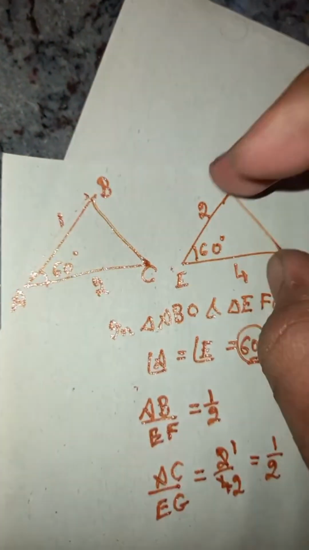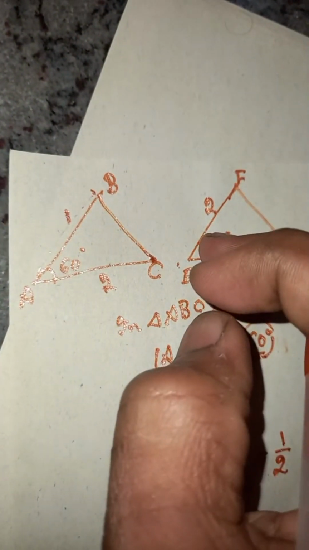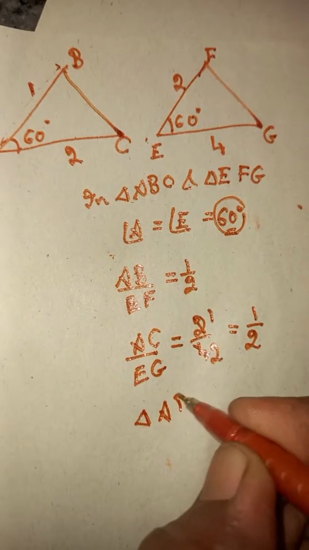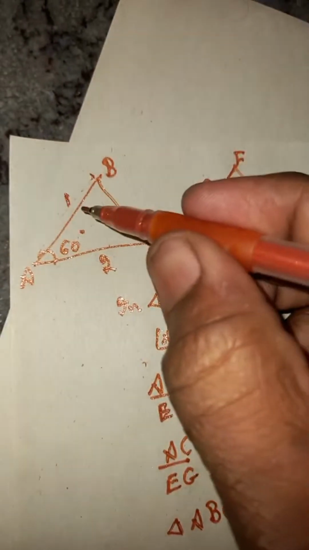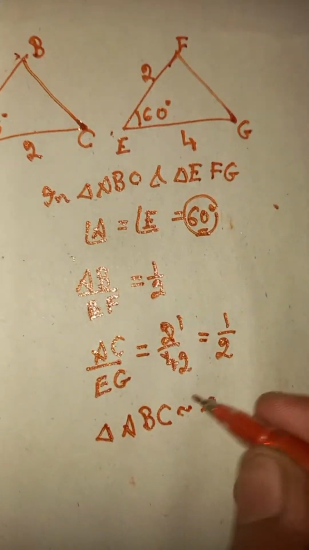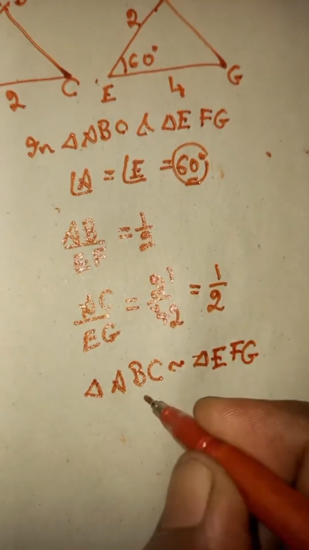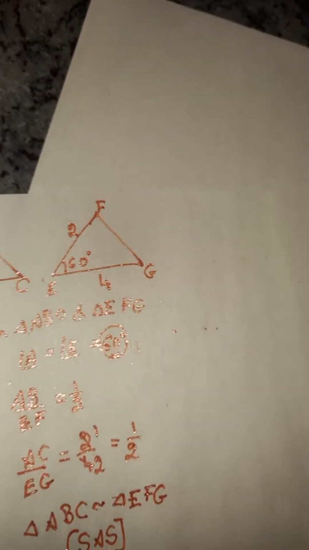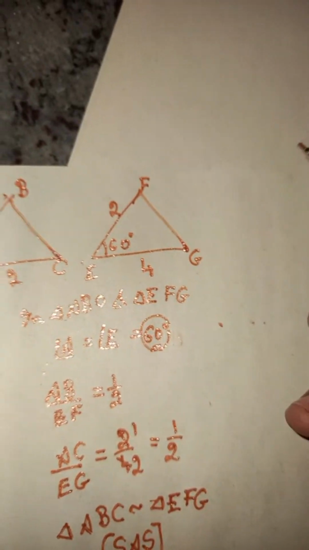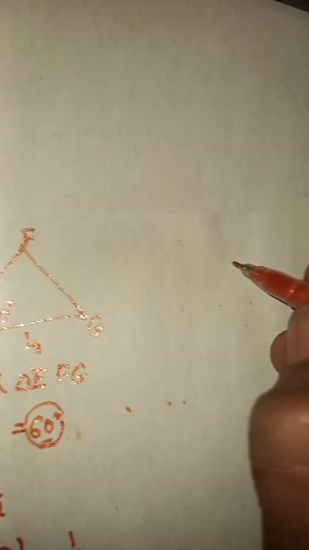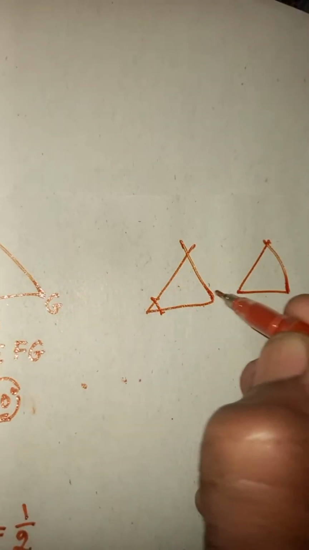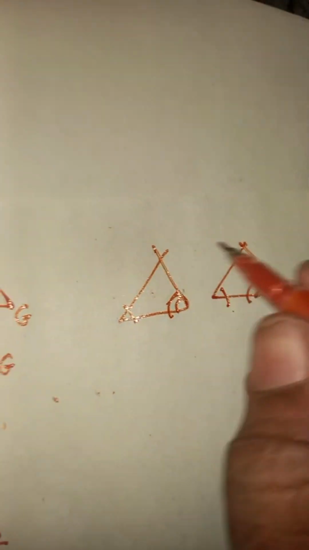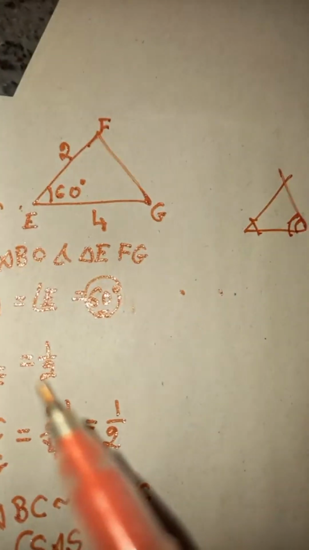So the two sides are in exact proportion, and the included angle is equal. So these two triangles are similar, that is triangle ABC similar to triangle EFG. That similarity is known as SAS similarity. In the same way, you can get another one, that is ASA. There is no need for more, because if two angles are equal, they obviously become similar. This angle equals this angle and this angle equals this angle, so they are going to be similar. I am going to tell more concepts next time. Bye.